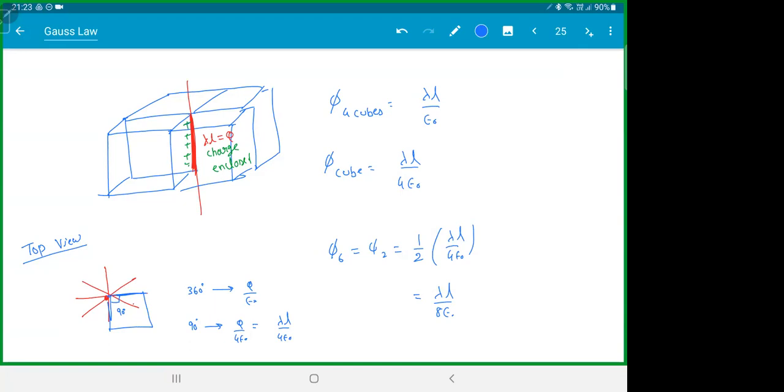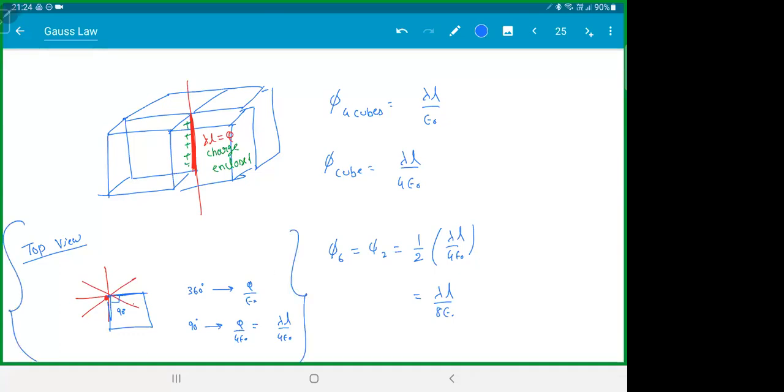If you have a line charge, the field lines are going in 360 degrees. 360 degrees will give you q by epsilon. If you keep only one cube, it is covering just 90 degrees. So it will take 1/4 of the lines, right? This is easy.